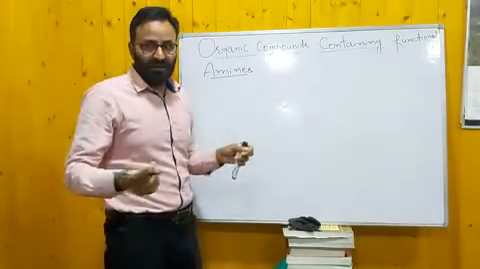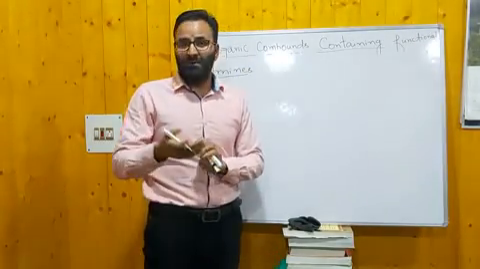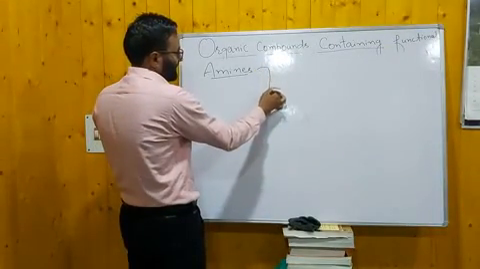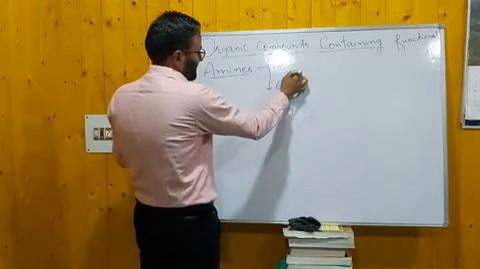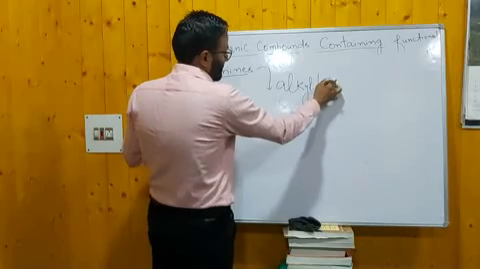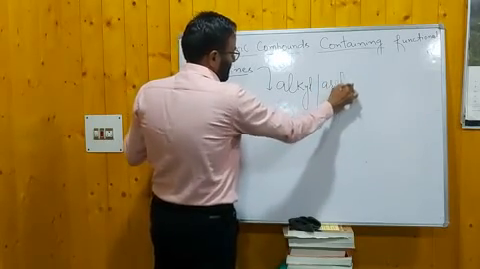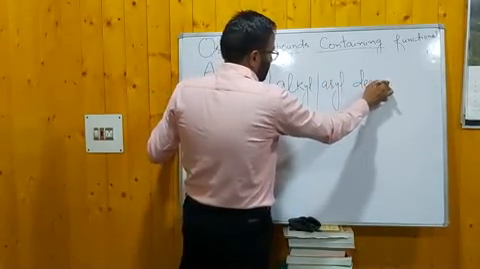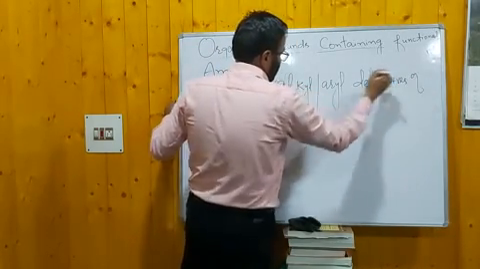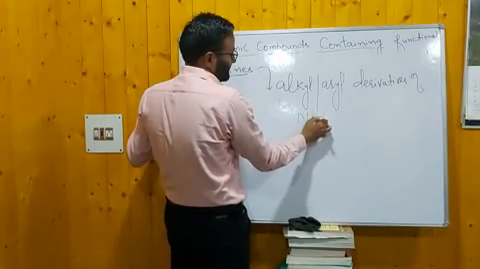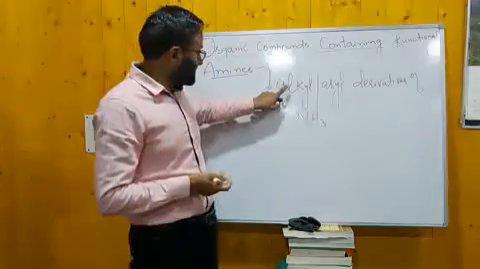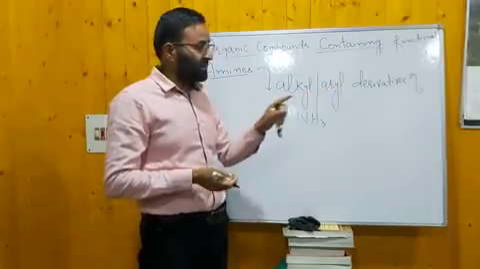Now the question arises, what is meant by amines? When you have to define amine, you have to simply remember these are the alkyl or aryl derivatives of ammonia. This is the definition of amines. You have to remember these are the alkyl and aryl derivatives of ammonia.